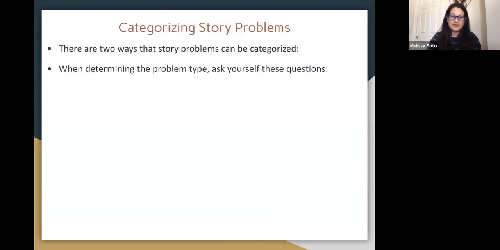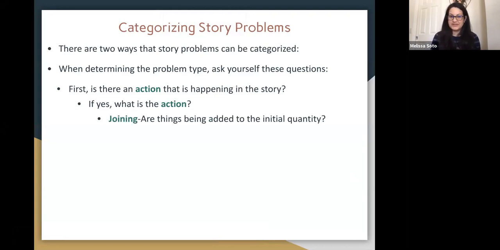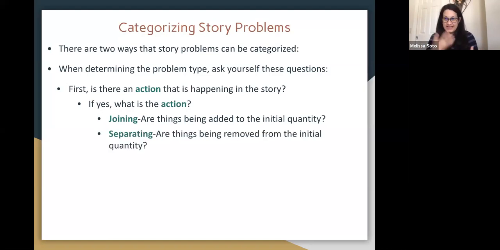The first thing that I always ask myself is, is there an action happening in the story problem? The action refers to something that's happening in the story, not the operation I'm going to use to solve the problem. If there is an action, then I think, what is the action? Is there a joining action? This means that some number is joining the initial quantity. Or is there a separating action? That means that some are being removed from the initial quantity.